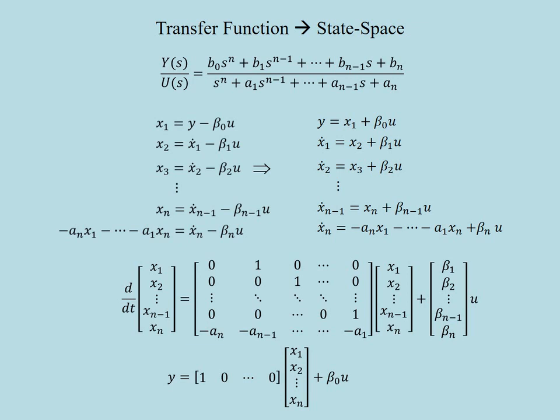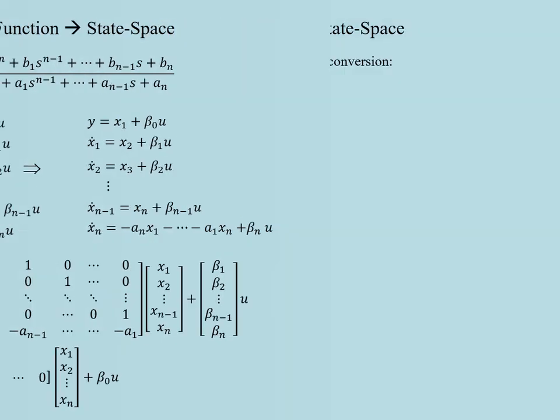On the other hand, the input matrix is composed of the betas. Also note that the state space description will have a direct injection term, that is beta 0 u, only if the degree of the numerator polynomial is equal to the degree of the denominator polynomial in the transfer function.